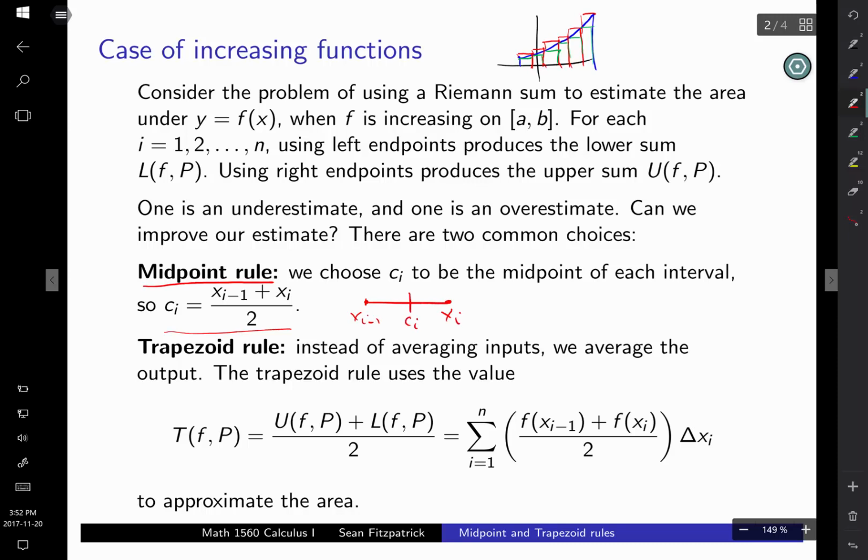right in the middle. So in the midpoint rule you are averaging the inputs, the x values. In the trapezoid rule, instead of averaging those inputs, you average the outputs. So you take the upper sum, which is the biggest overestimate, you take the lower sum, which is the lowest underestimate, and you take the average of those two, and you hope that the area should be somewhere in between.